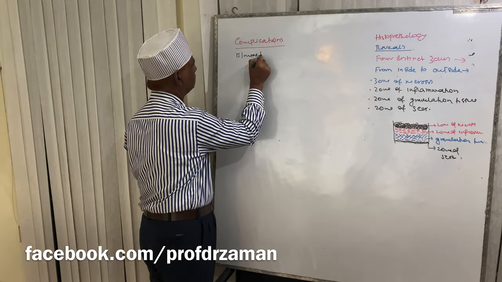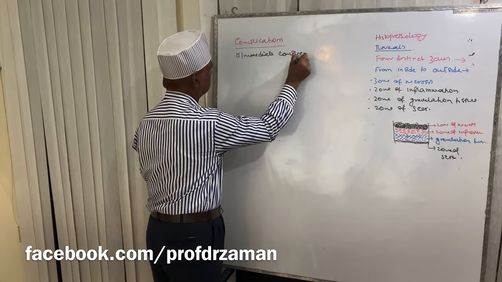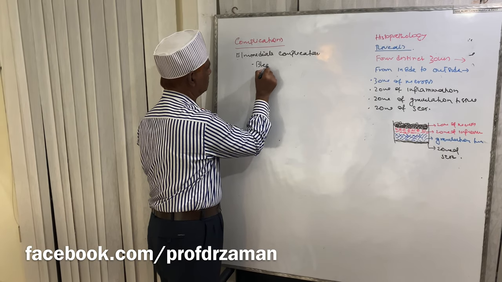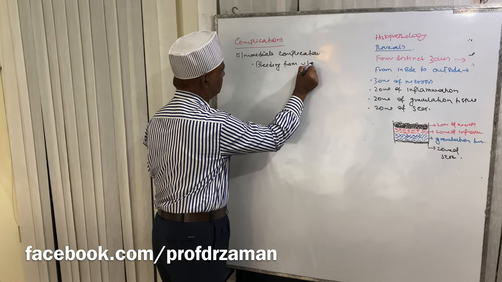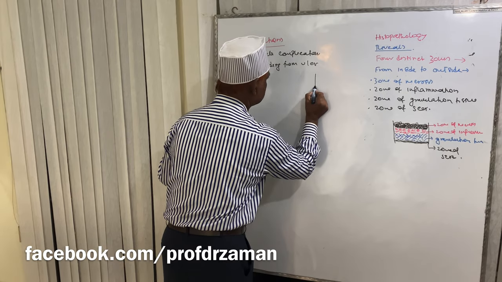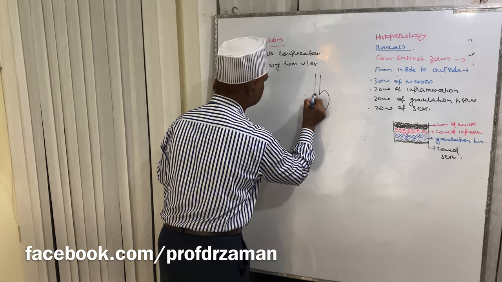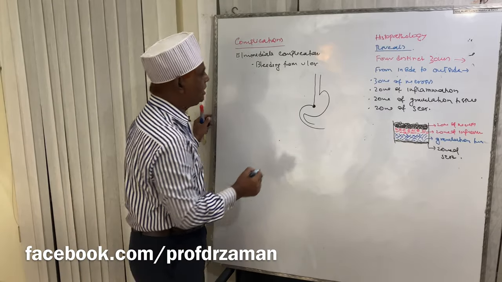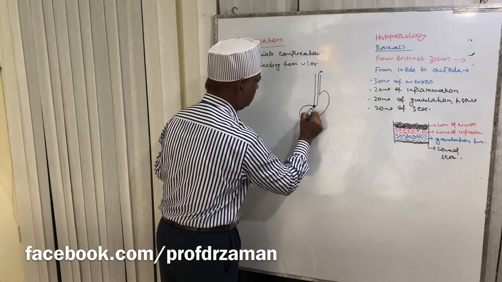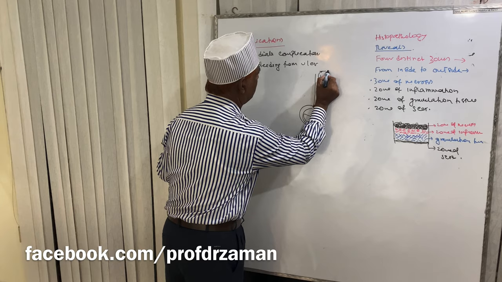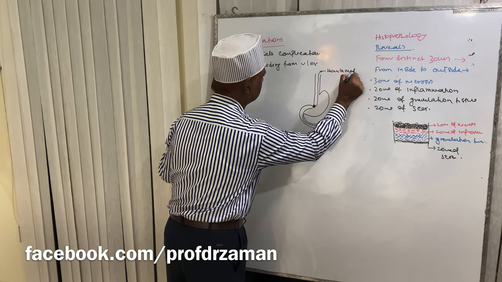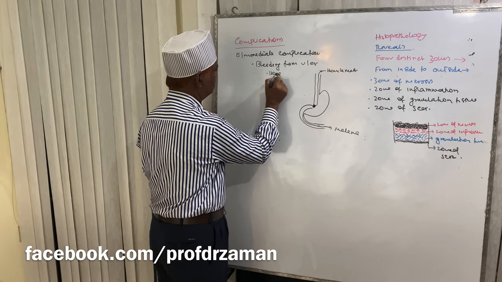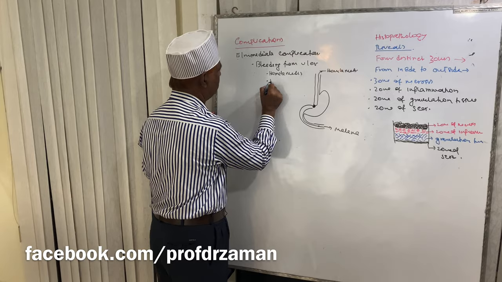Immediate complications, like bleeding from ulcer. If this is the esophagus, if this is the stomach, ulcer is here, and if this ulcer bleeds, the bleeding is in the form of hematemesis or in the form of melena. So bleeding in the form of hematemesis or in the form of melena.